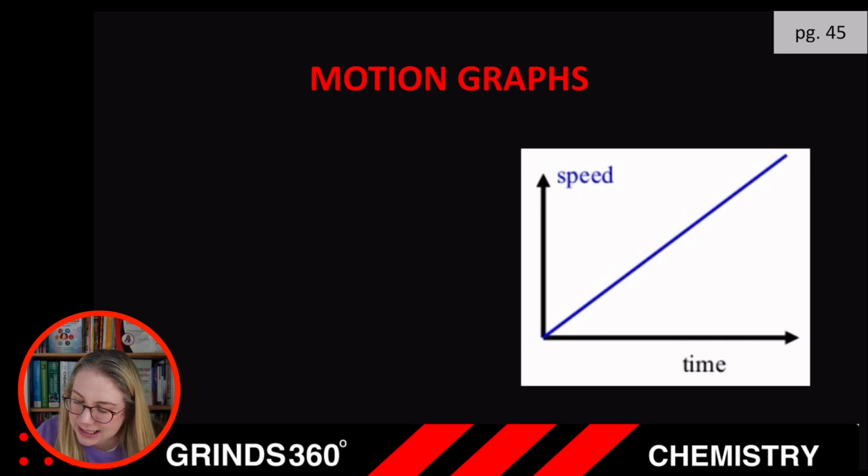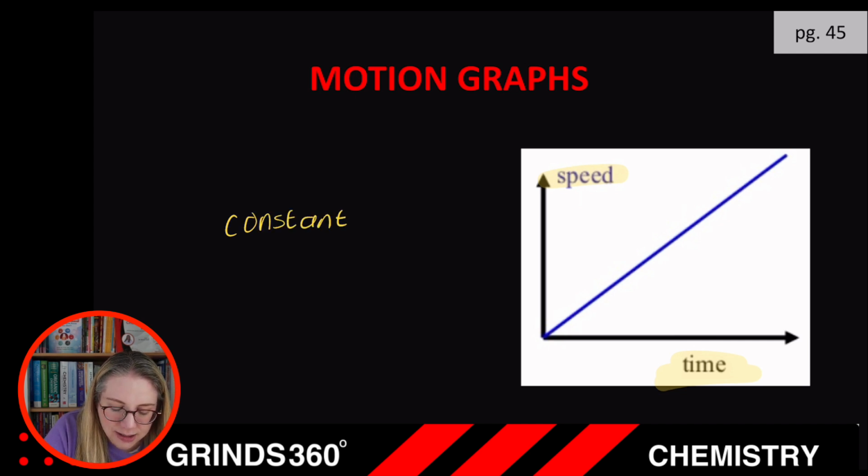Now, this one is a little bit different. Look at what's on the axes. You have speed versus time. Now, this one is different. So when you've got speed versus time, this is where your substance is moving with constant acceleration. The speed is constantly increasing over time.